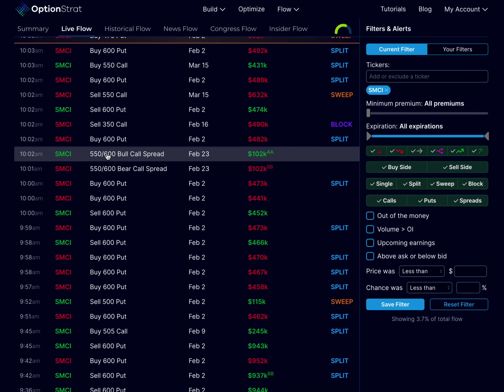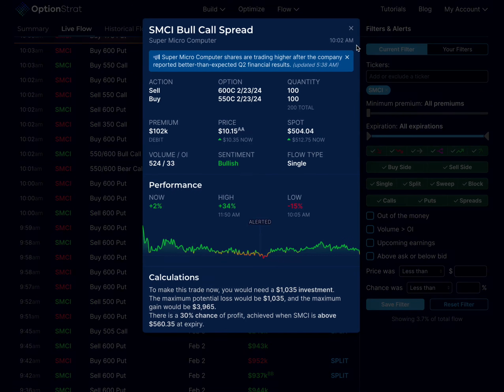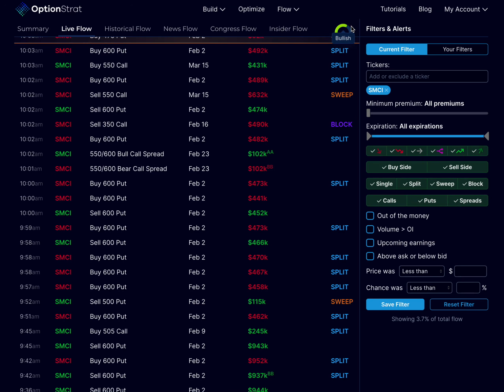Well, let's just take one for example. Let's just look at this spread. This is what I was telling you about earlier too, where OptionStrat can, they call it concatenate, these trades, where they can put these trades together and determine that this one was a spread. It wasn't a single option. And one of the ways that we can determine bullish or bearish is we can see this little AA. So they went above the ask, in this case, to buy that spread. They had a bullish spread. They wanted to go above the ask to get into that.